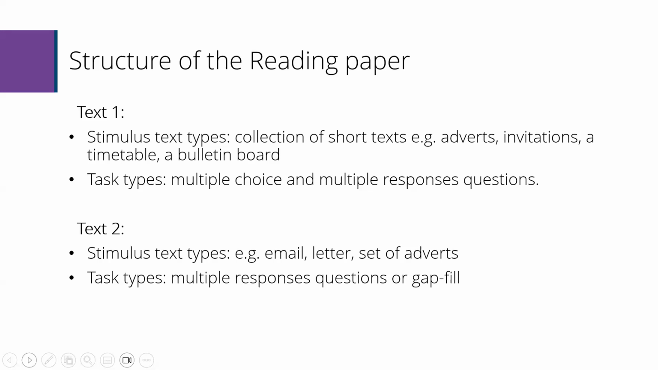Text two could be an email, letter, set of adverts. As you see now, because we're talking about email and letter, we're not just talking adverts, so we're not just saying boat for sale, things like this. What we're saying is we're going to have a slightly longer kind of text type now. So we've got emails, letters, more extended text, set of adverts, more extended in text two, just stepping up the level a little bit. And here we've got multiple response questions or gap fill.